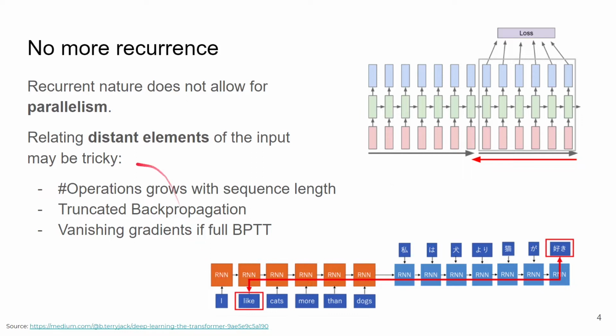So relating distant elements is going to be problematic because we're going to need a whole lot of new operations, and this is going to be a problem also when training the model. When we want to backpropagate information, it's going to be hard to backpropagate through long sequences. That's why we need a truncated backpropagation, because otherwise, if we try to fully backpropagate, we have the vanishing gradient problem where information gets lost in the process.